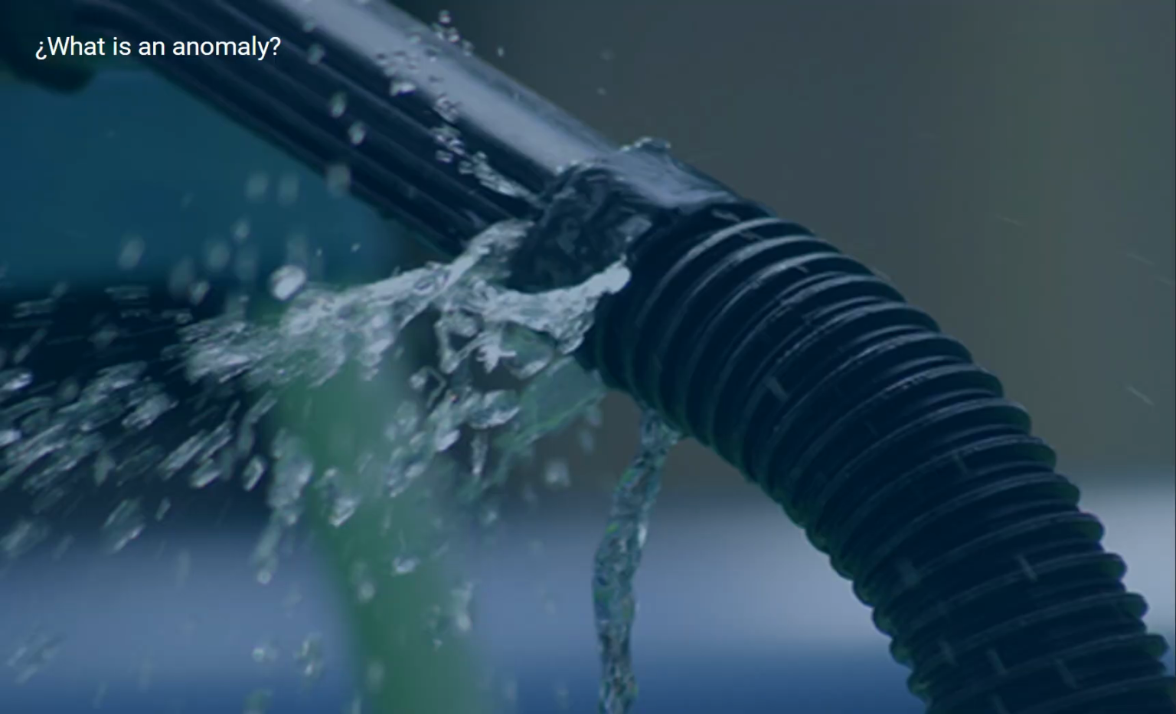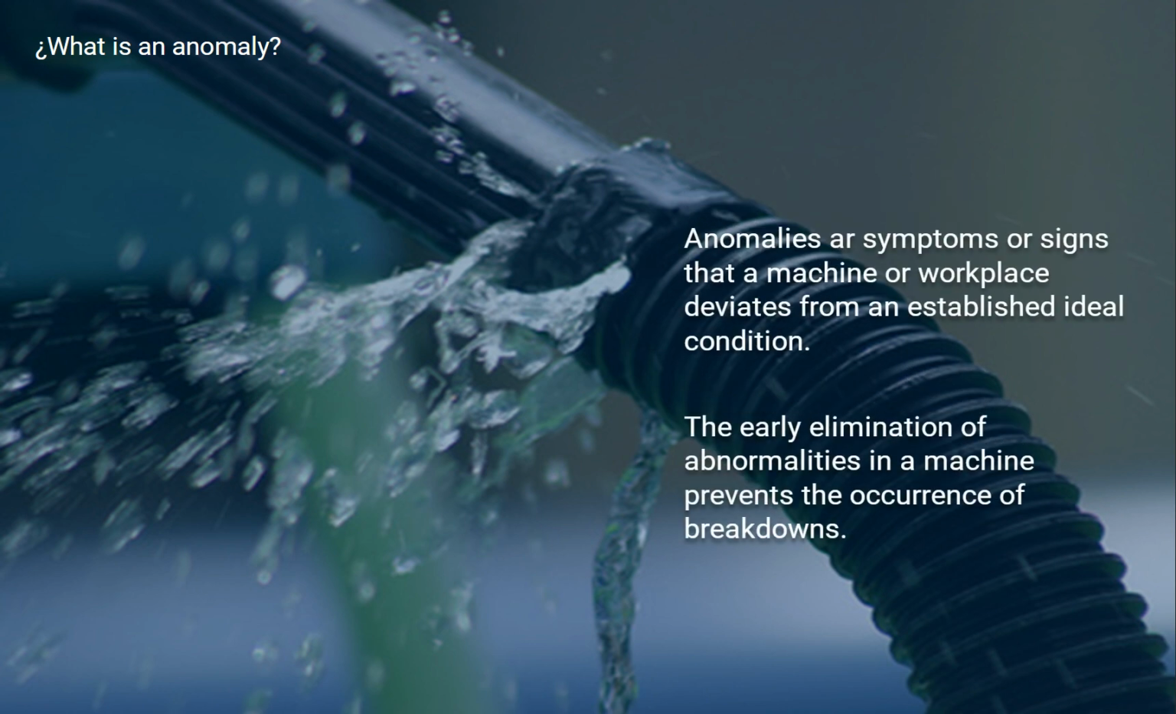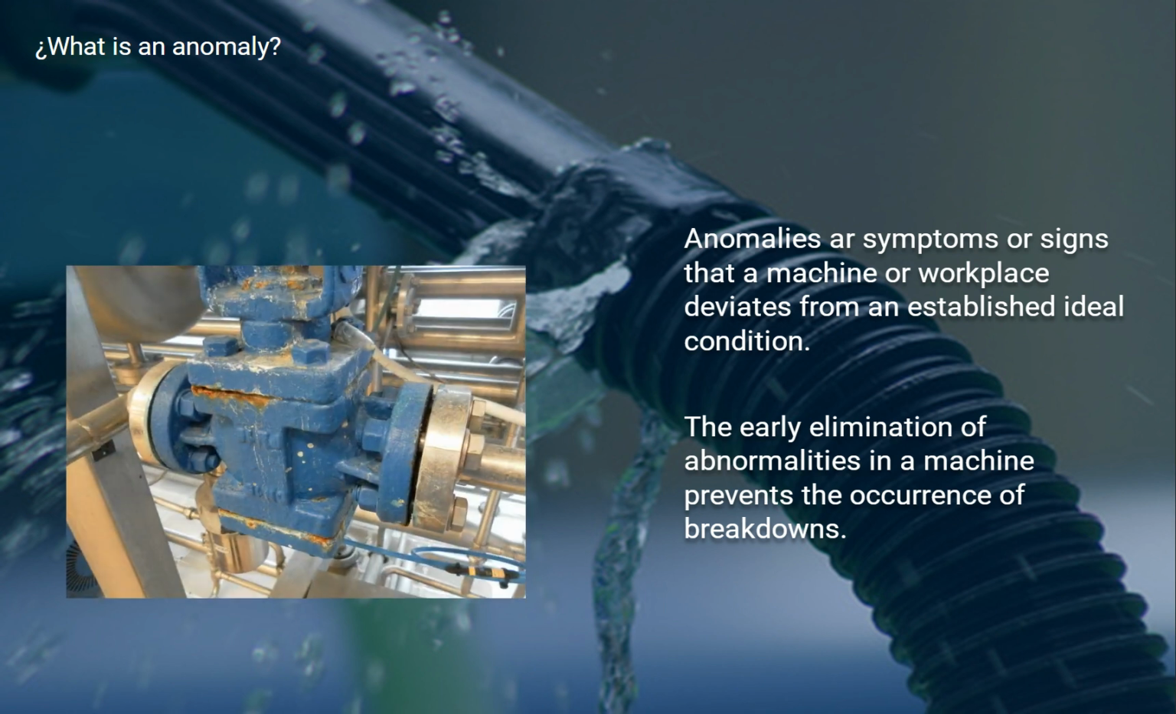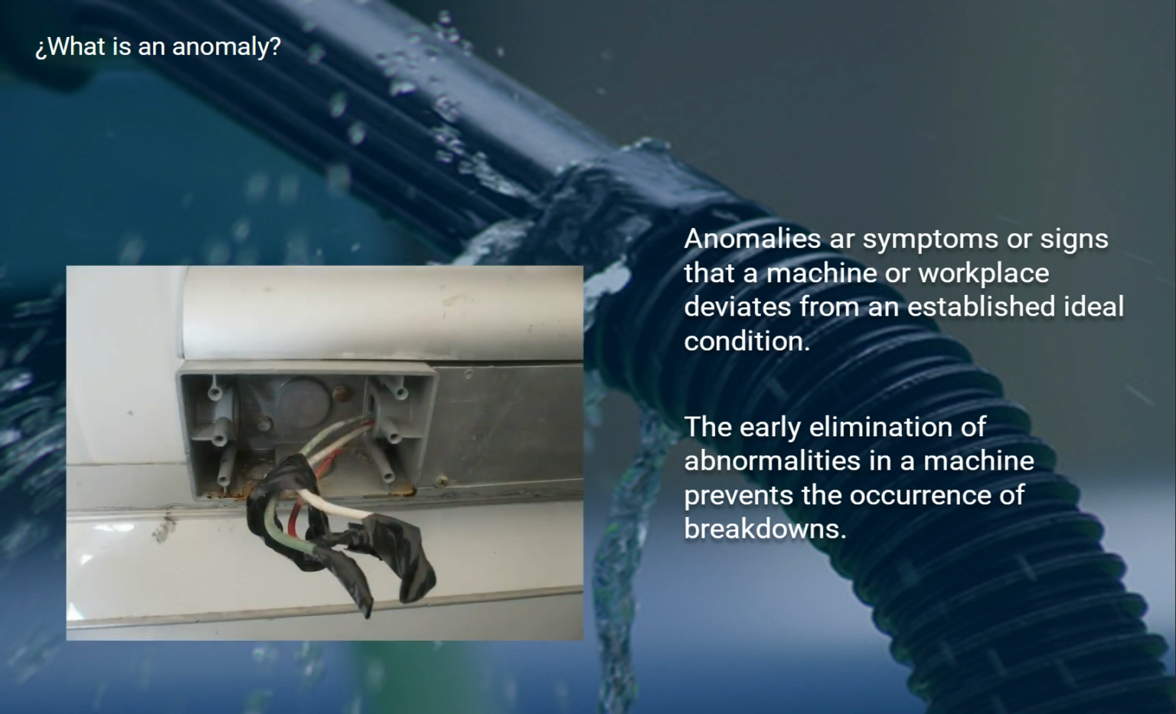An anomaly is a symptom or signal that a machine or system is deviating from an established ideal state. It is crucial to note that anomalies are often overlooked in many companies. These anomalies are indicators that signal the presence of situations or symptoms that, if not addressed, can trigger serious failures, with a significant impact on operational productivity.